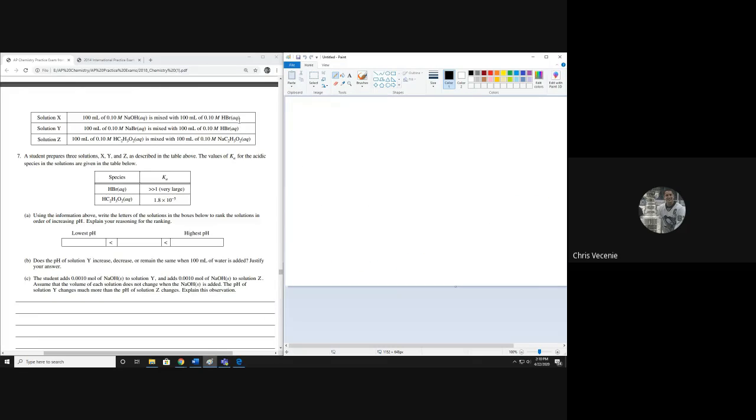Okay, so if we take a look, they're describing some solutions to us. We've got 100 milliliters of 0.10 molar NaOH mixed with 100 milliliters of 0.10 molar HBr. All right, so we've got one set where we've got NaOH with HBr. All right, so that's solution X. All right, solution Y, we've got NaBr with HBr.